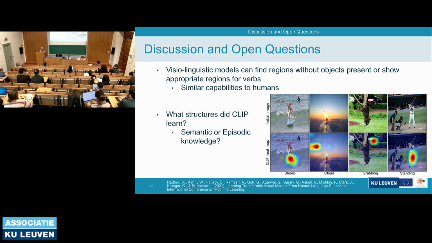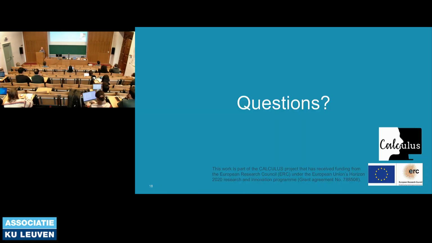So the model has learned some of these structural capabilities and this semantic knowledge, but how did it learn this and what did it learn? And yeah, hopefully in the coming years we can discover more about this. So thank you for your attention.